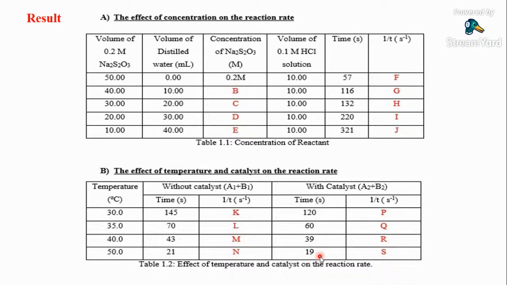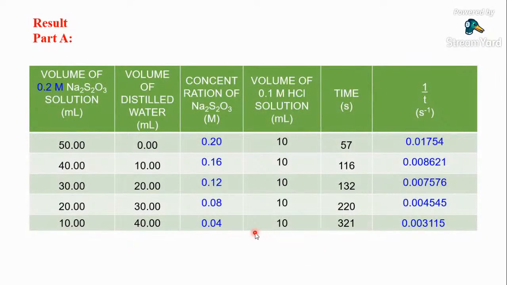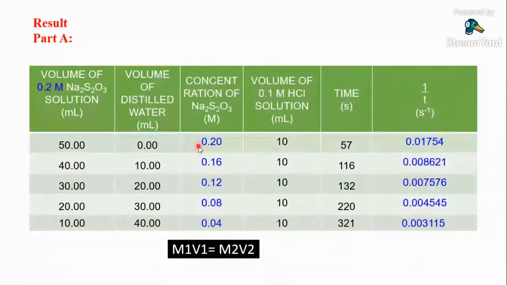Okay, now let's check your calculation, whether correct or not. This is the table, and then check your answer. How are you going to calculate the concentration of sodium thiosulfate? Actually, you apply the formula M1V1 equals M2V2. For the time, 1/T should be no problem. You just press your calculator 1/57, 1/116, and so on. All of you must show the calculation, the steps, how you get 0.2, 0.16, 0.12, 0.08, and 0.04. You have to show the calculation.